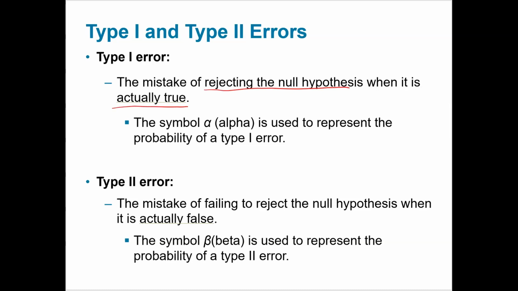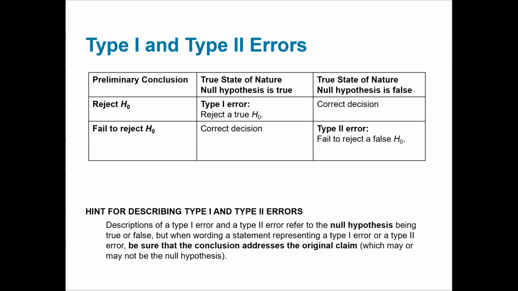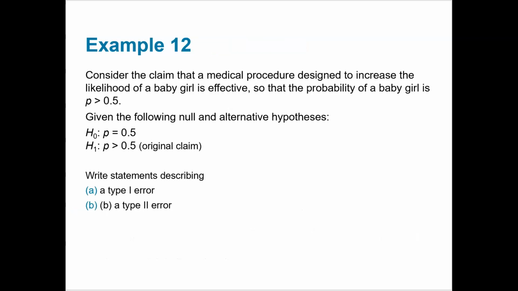And a type 2 error is failing to reject the null hypothesis when it is actually false, and we use the symbol beta for that. So a graphic here might be a little bit more helpful. A type 1 error, so let's say you reject, and the null hypothesis was actually true, that's a type 1 error. But if the null hypothesis was false, it was correct. And this is a helpful chart to help you here.